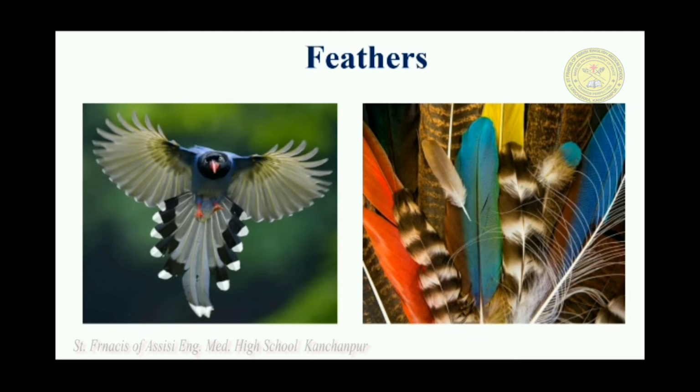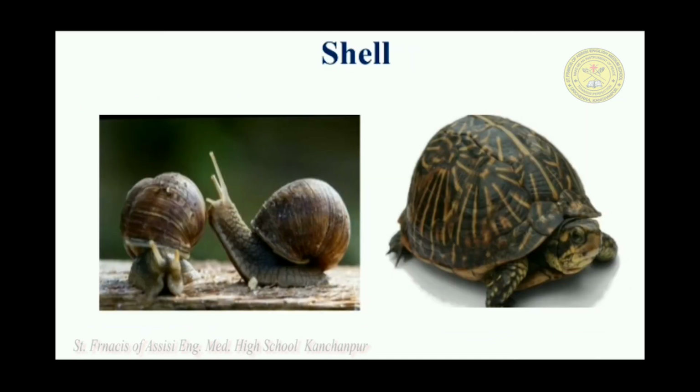Now next is shell. As you can see in the picture, there is a snail and a tortoise. Turtles, tortoises and snails have a hard and strong shell to protect their delicate body organs. When they are in danger, these animals draw their head into the strong shell, because this strong shell protects their body organs. Okay, so now we'll move to the next topic.